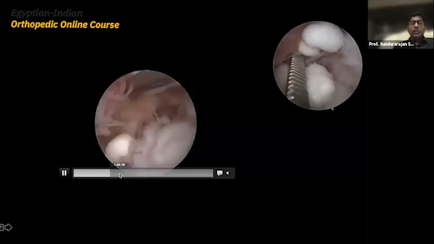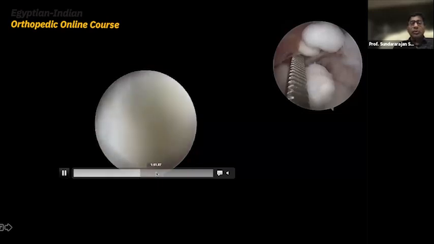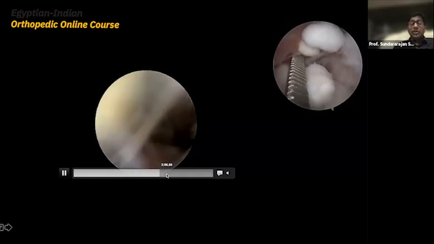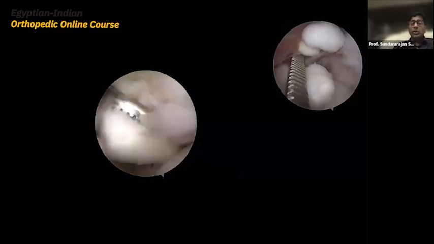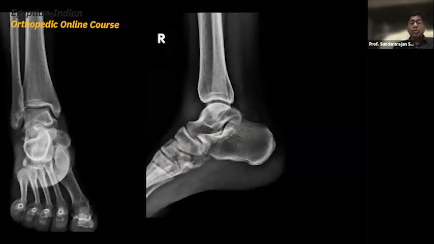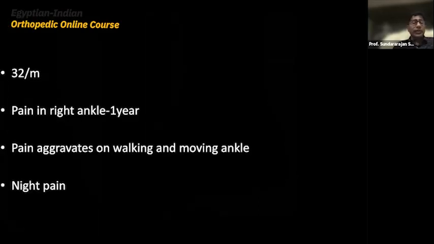So in this case, if you do a synovectomy and remove all the loose bodies, you can prevent secondary osteoarthritis. You don't need to do a big arthrotomy, just do an ankle arthroscopy and remove all the loose bodies. This is the post-op X-ray. You can see the complete removal of all the loose bodies and synovectomy. This patient had complete pain relief.